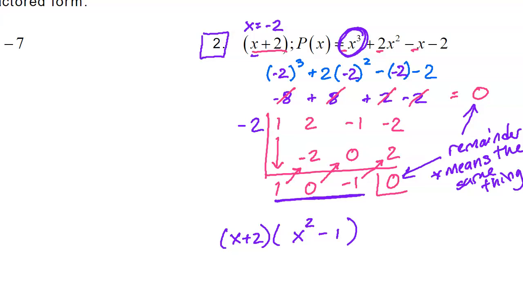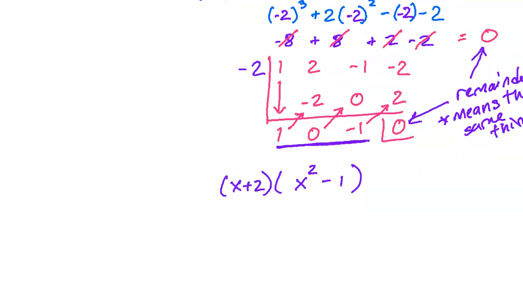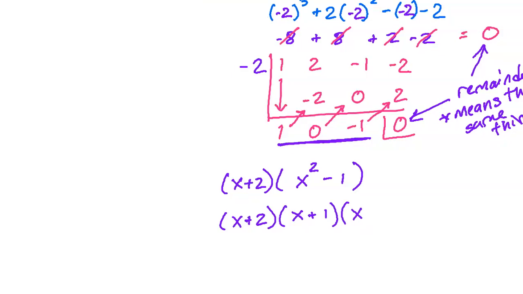Now, is this fully factored? Yes, difference of squares, exactly. Do you guys know if it had been difference of squares, what are some of the things that you would need to rely on? Yes. Let's go ahead and write it, I guess. So difference of squares means that x squared minus 1 is split into x plus 1, x minus 1. So this is our factored form.